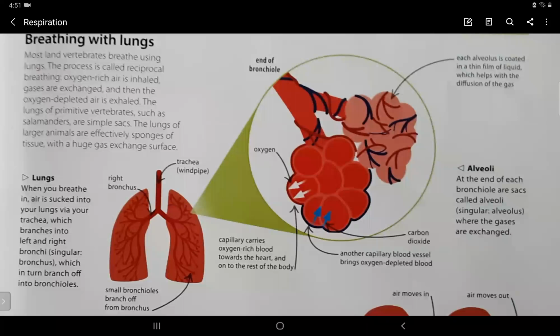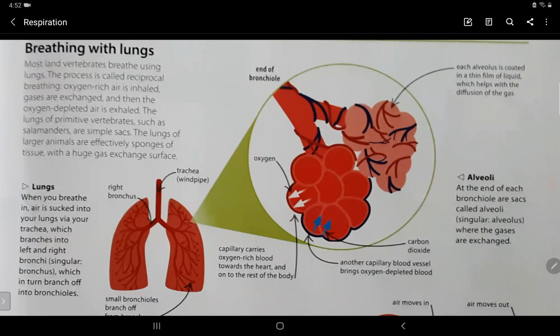Now let's read about breathing with lungs. Most land vertebrates breathe using lungs. The process is called reciprocal breathing. Oxygen-rich air is inhaled, gases are exchanged, and then the oxygen-depleted air is exhaled. The lungs of primitive vertebrates, such as salamanders, are simple sacs. The lungs of larger animals are effectively sponges of tissue, with a huge gas exchange surface. I'm so sorry for this blurry picture, but as I'm dictating it to you, you can understand.